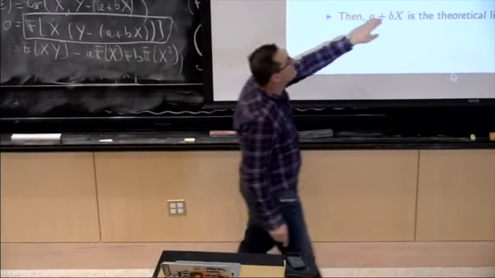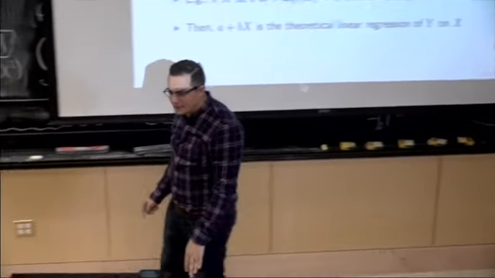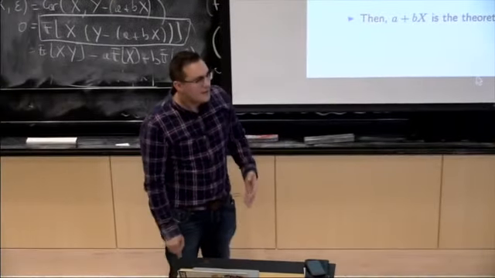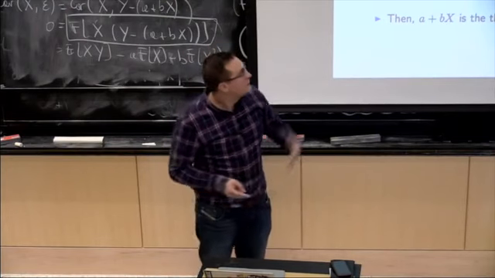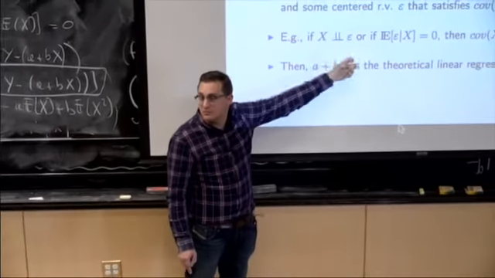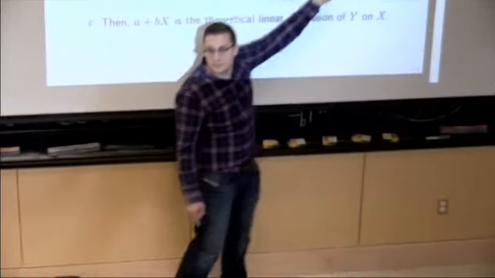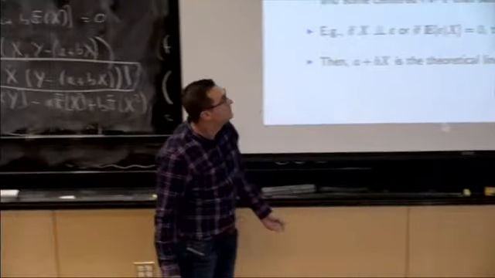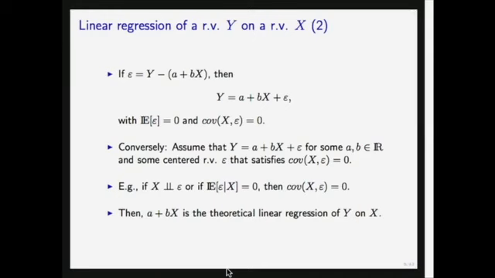So conversely, if we assume that this is the model that we have, then we're going to have to assume that epsilon is centered and that the covariance between x and epsilon is 0. Actually, often, we're going to assume much more. One way to ensure that those two things are satisfied is to assume that x is independent of epsilon, for example. If x is independent of epsilon, of course, the covariance is going to be 0. Or we might assume that the conditional expectation of epsilon given x is equal to 0, which implies that.